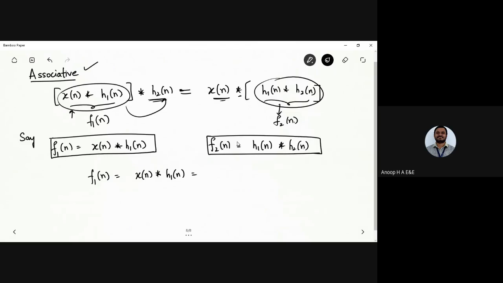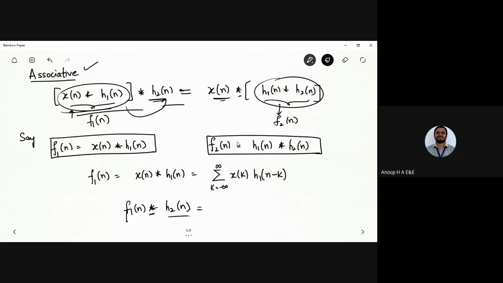So how do I write it? I can write f1 of n to be equal to sigma k equals minus infinity to plus infinity x of k h1 of n minus k, right? So next, you are going to have this function, say f1 of n convolved with h2 of n, right? So that's how we are going to verify this function, that is f1 of n convolved with h2 of n.